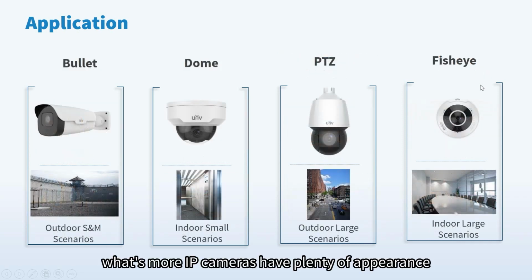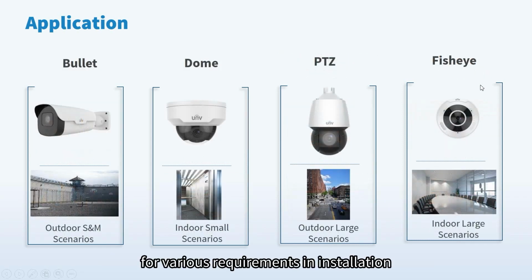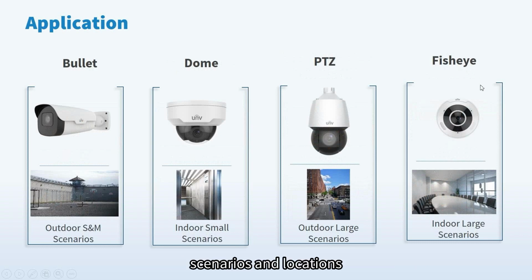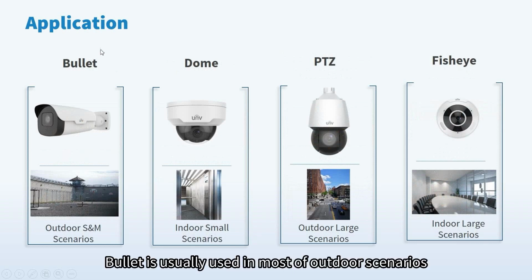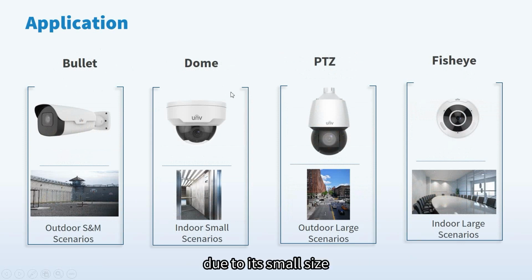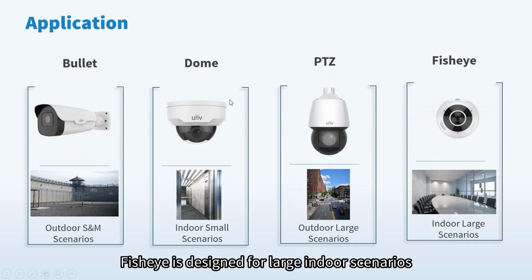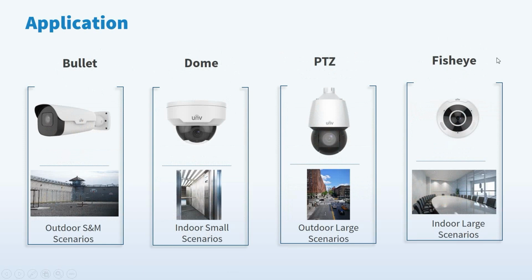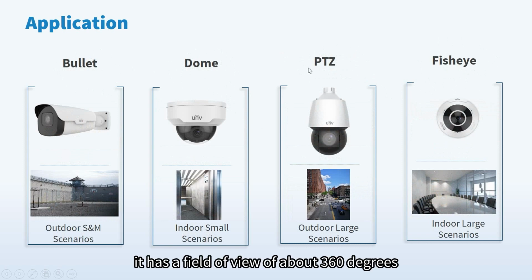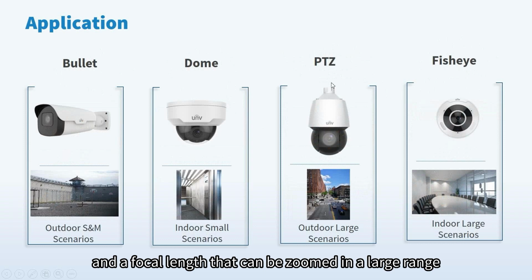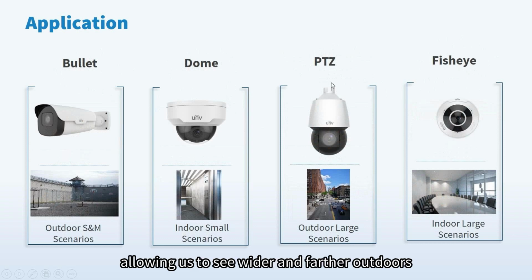What's more, IP cameras have plenty of appearance for various requirements in installation scenarios and locations. For example, Bullet is usually used in most of outdoor scenarios, and Dome is preferred in most of indoor scenarios due to its small size. Fisheye is designed for large indoor scenarios because it can provide wide field of view. What if we want to have a large view in outdoor environment? We can select PTZ cameras. It has a field of view of about 360 degrees and a focal length that can be zoomed in a large range, allowing us to see wider and farther outdoors.